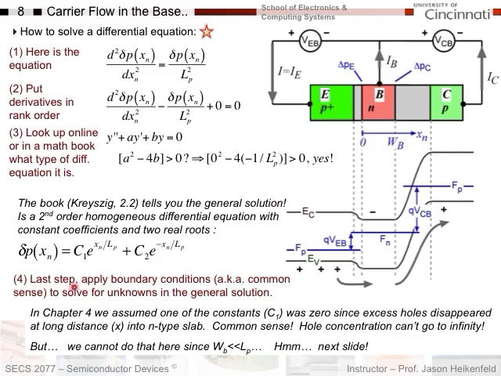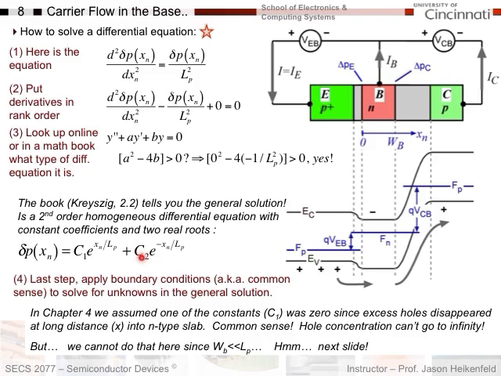And so the last step you do with the differential equation is you apply boundary conditions. And I always say that boundary conditions are basically just applying common sense to solve for unknowns. So I've got two unknowns here. I've got C1 and C2, okay? And the only variable I have is x. If I could solve for C1 and C2, I'm in good shape. And so what can I do to start, simplifying this down?